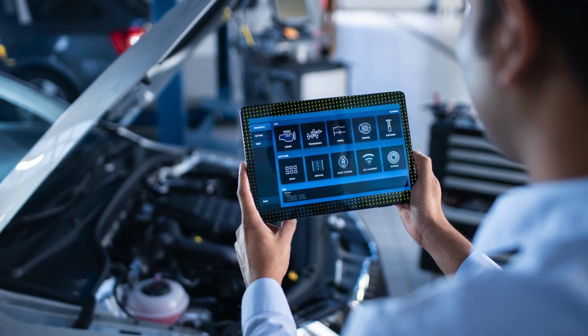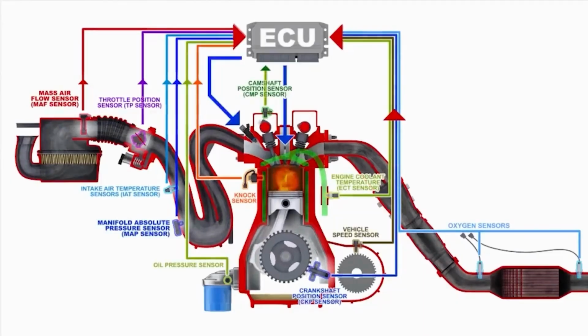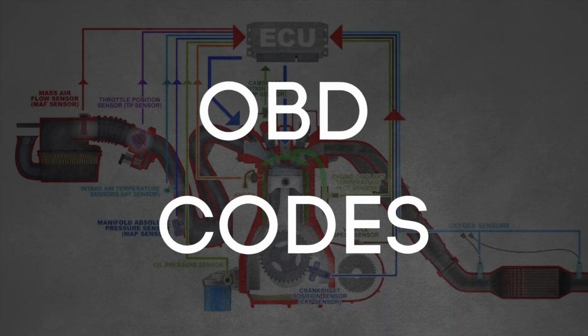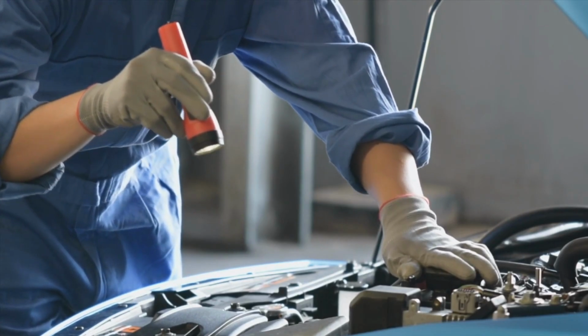Modern cars are equipped with advanced diagnostic systems that monitor sensors and components to make sure everything is running smoothly. When there's an issue, the system stores a special set of codes known as OBD codes, which help you pinpoint the root cause of the problem.